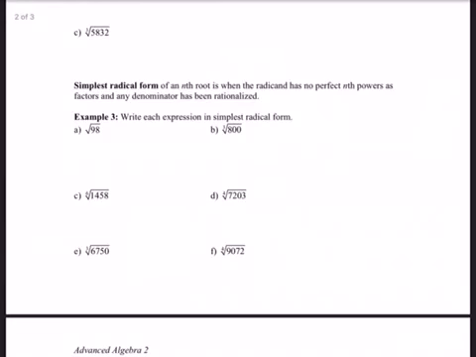All right, so let's practice a couple more. Okay, so we've got the square root of 98. So I need to split into perfect squares. 98 can be factored into 49 times 2. So the square root of 49 is 7 times the square root of 2.